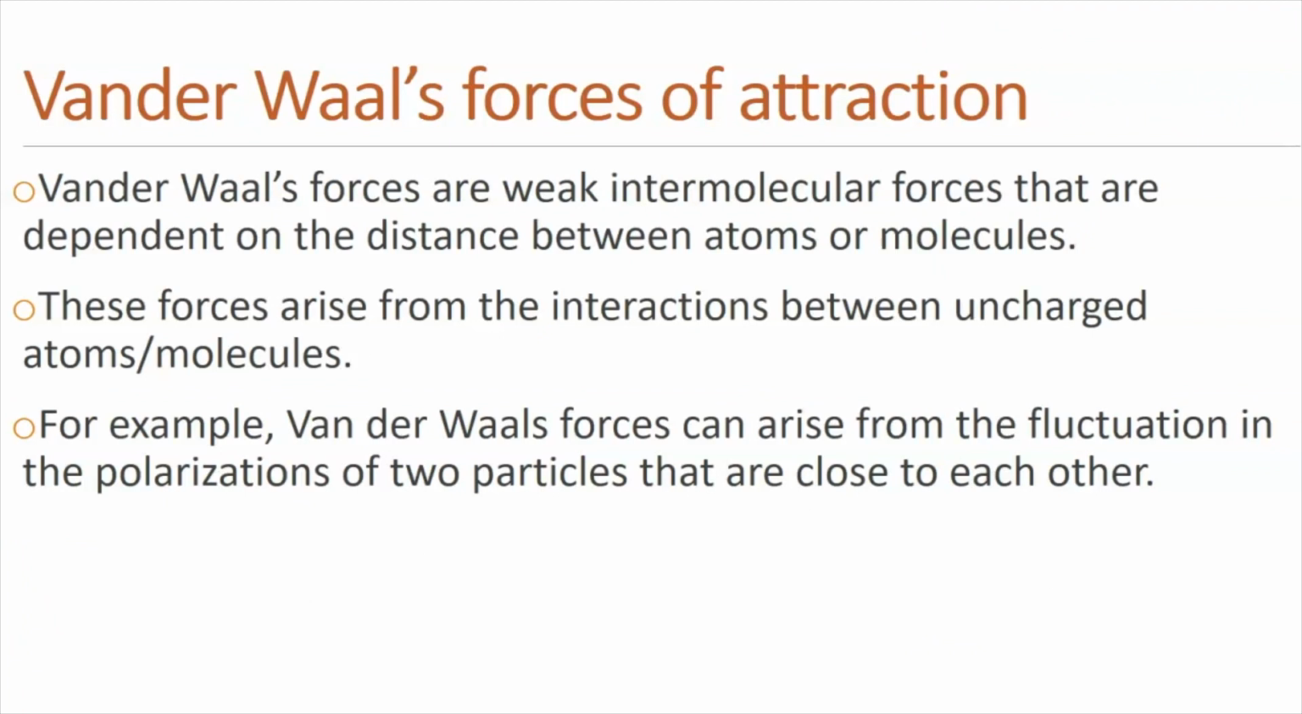The last type of chemical bond is van der Waals forces of attraction. Van der Waals forces are weak intermolecular forces that are dependent on the distance between atoms or molecules. These forces arise from the interactions between uncharged atoms or molecules. An example is that van der Waals forces can arise from the fluctuation in the polarization of two particles that are close to each other. So these are the different types of chemical bonds.